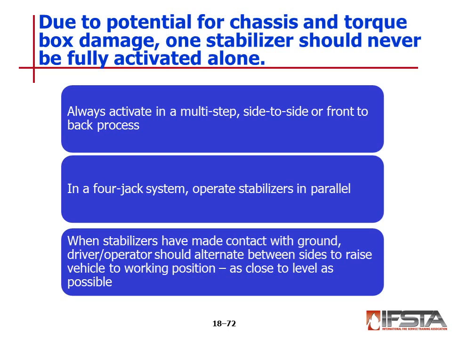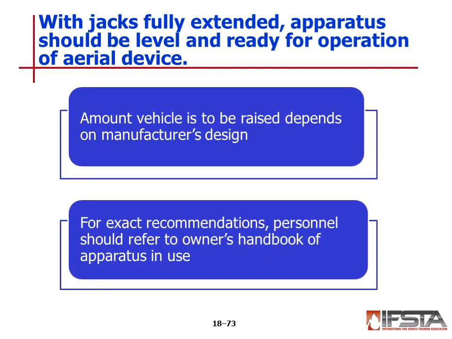In a 4-jack system, operate stabilizers in parallel. When stabilizers have made contact with the ground, the driver operator should alternate between sides to raise the vehicle to its working position as close to level as possible. With the jacks fully extended, the apparatus should be level and ready for operation of the aerial device.